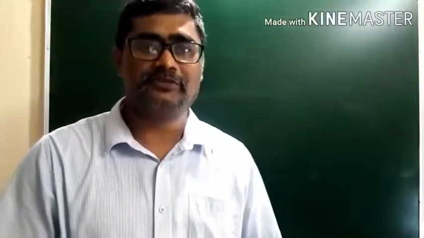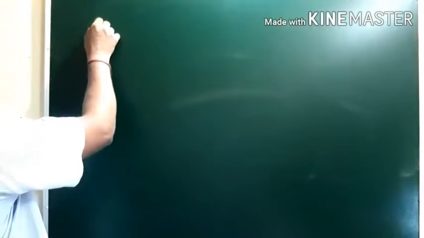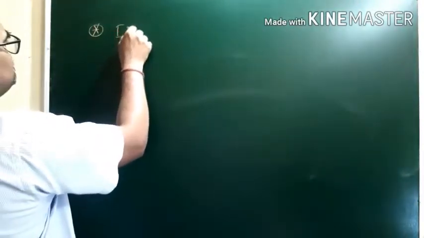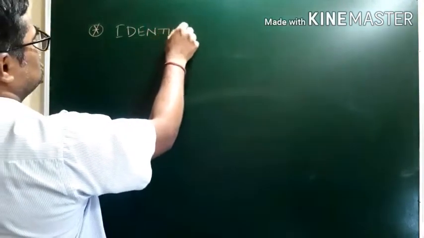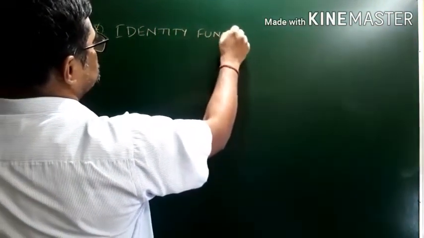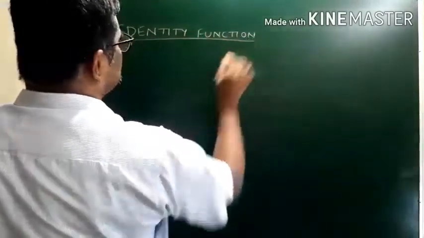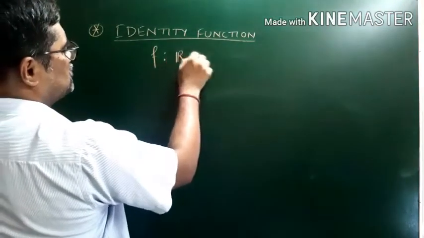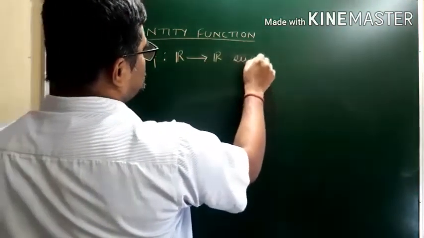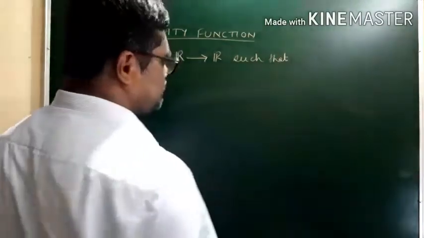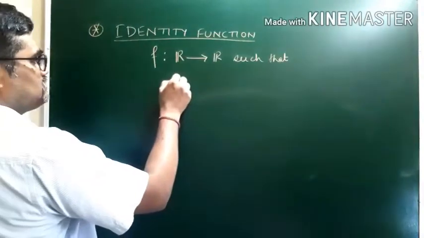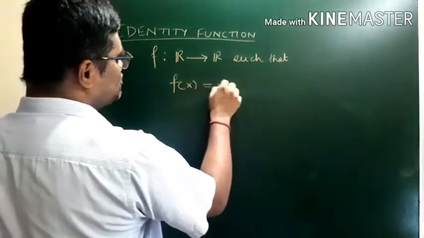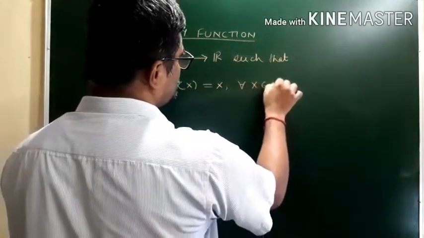So the first function we are going to take is the identity function. You must know what the identity function is as well. So I'm writing the identity function first. Alright, these are all real functions, right? Identity function. So the identity function is a real function f from R to R such that f(x) equal to x for all x belonging to R.